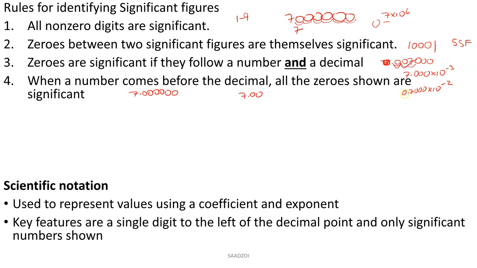You'd be wrong. You cannot have a number to the left of the decimal point that is not 1 through 9. So this value has to be 1 through 9. Zeros are not accepted.